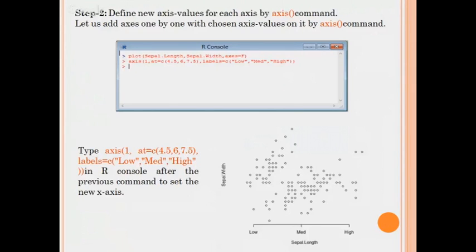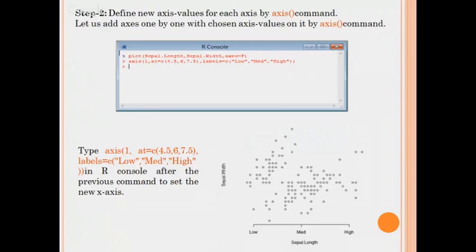So how will it correlate between the two? At point 4.5 along the x-axis it will show low. At the x-axis value 6 it will show medium. At the value 7.5 it will designate it with the label high. So in this manner, sometimes we have specific requirements while plotting the graph. So there is an axis command for that, and it uses 3 arguments. The first one is side, the second one is at, and the third one is labels. So you can apply it along the x-axis or the y-axis, both ways.